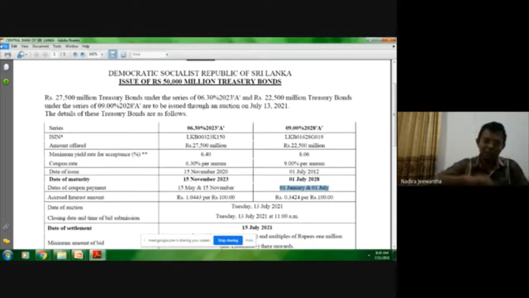So the money comes, shares go out. Money comes, shares go out. It happens simultaneously, on the same day, at the same moment. There is no risk to anybody.